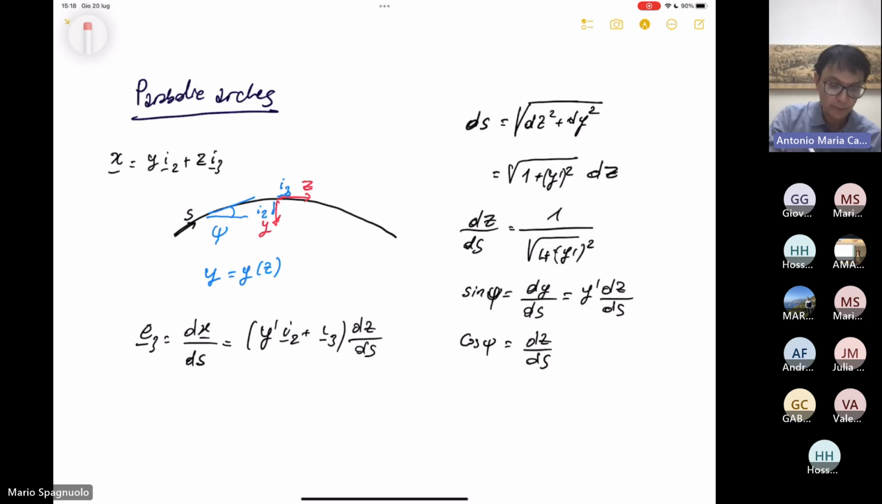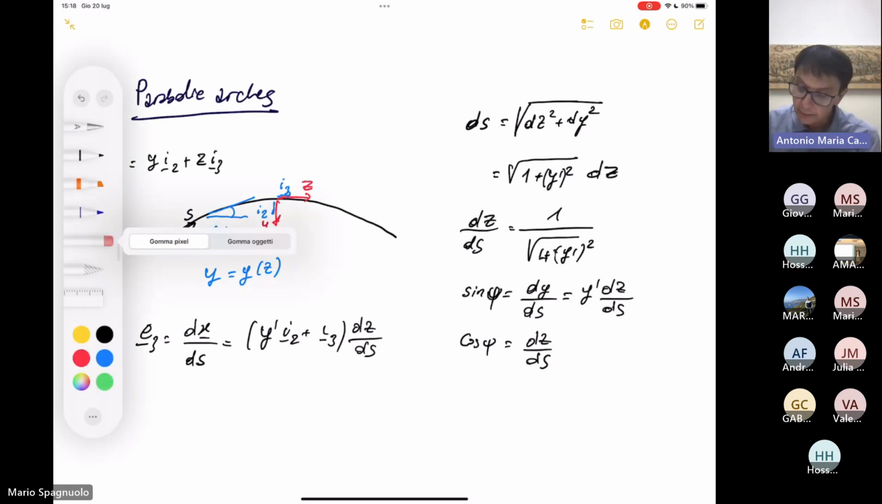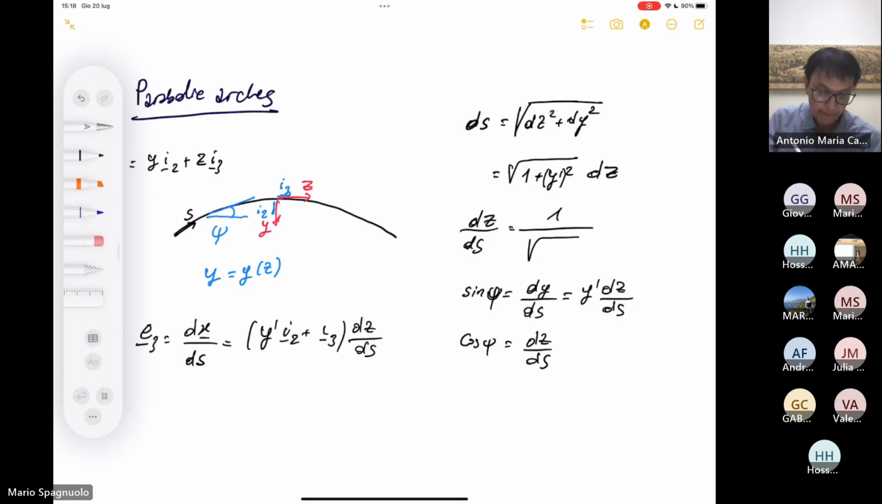So I think I should write this equation a little bit better, because I don't like the way it looks. Okay, so this quantity will be used frequently. So e3 is equal to this expression.